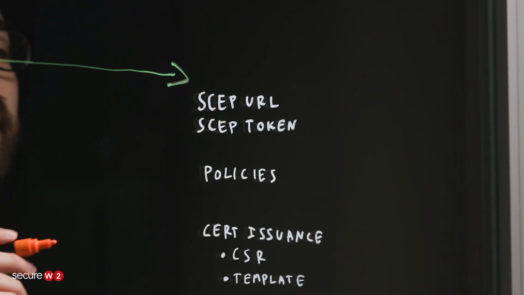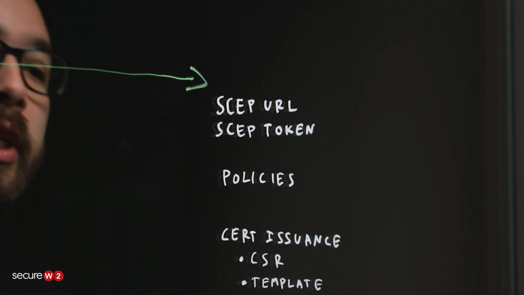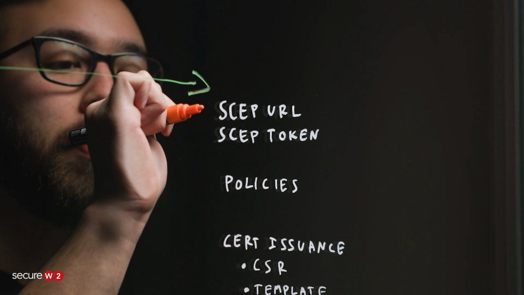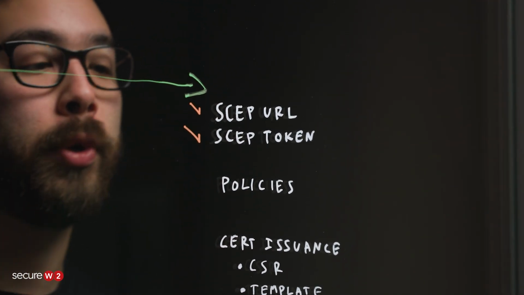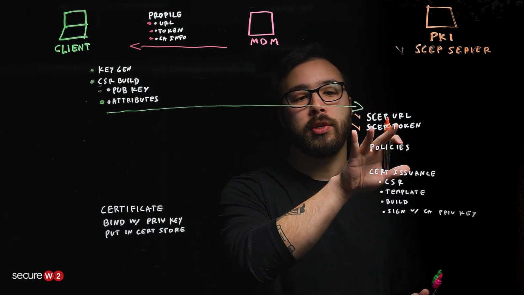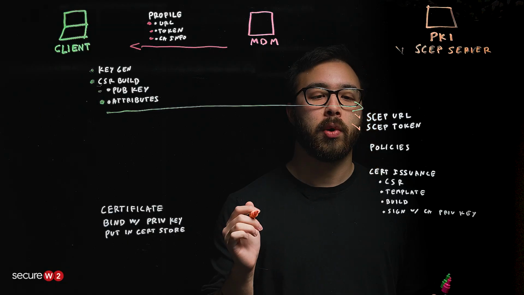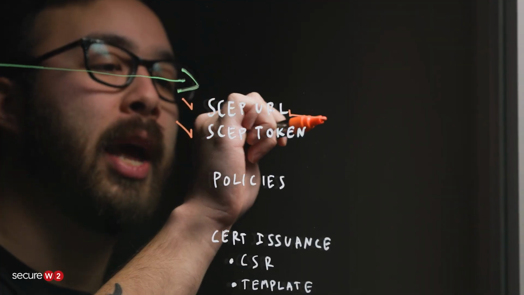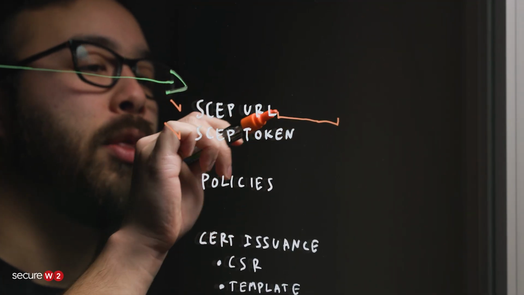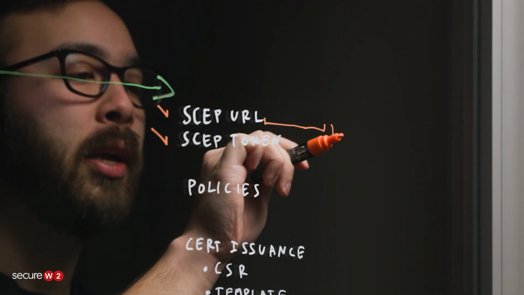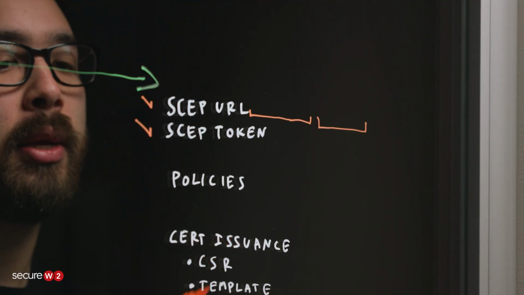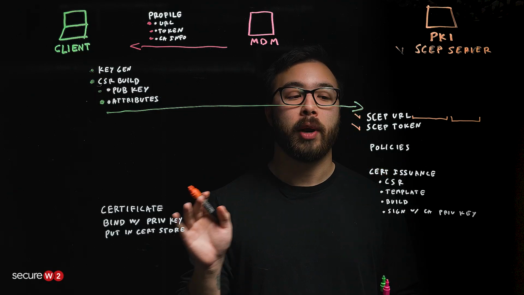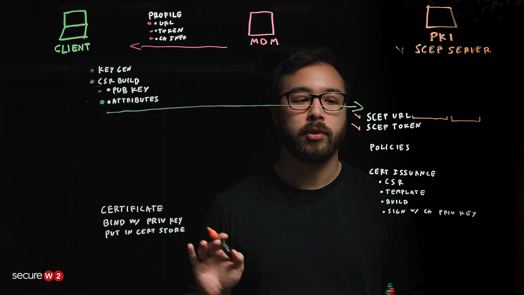The first thing that the PKI is going to do once it receives that certificate signing request is validate the SCEP URL and the SCEP token. In practice, usually these things are combined. Usually there's a URL that contains both of those things. What would be tacked onto the URL is usually the unique identifier of the CA, and right after that is the actual token itself. So PKI is going to do that before it actually processes anything that's in the CSR.